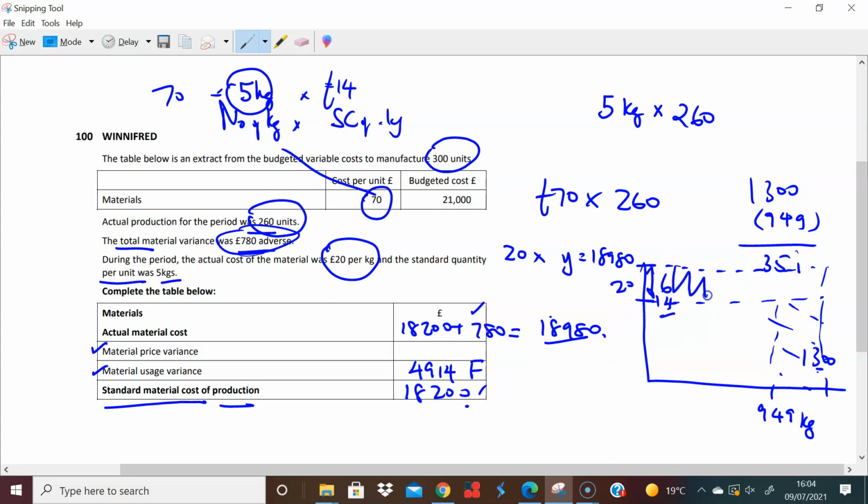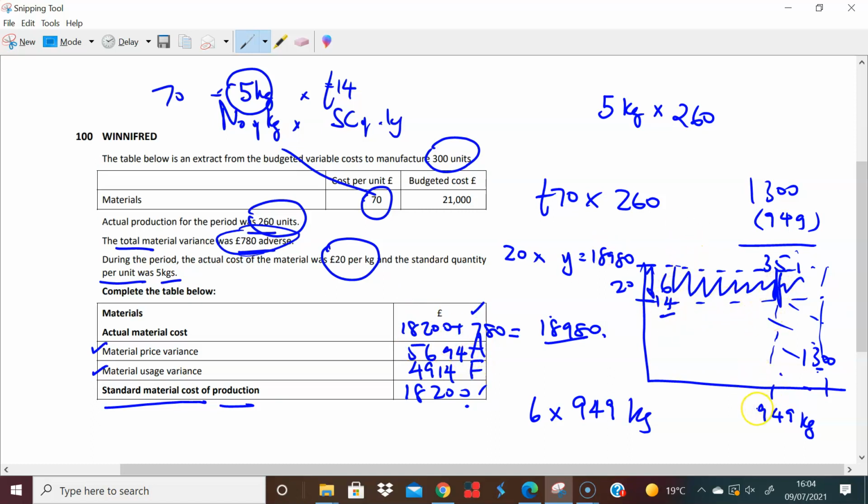So that's £6 more times all the kilograms you did buy, which was 949. So you bought 949 kilograms, £6 extra times that. So six times 949 is equal to 5,694 adverse, right?